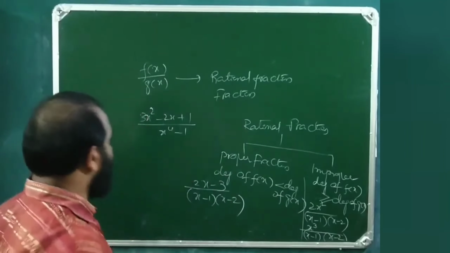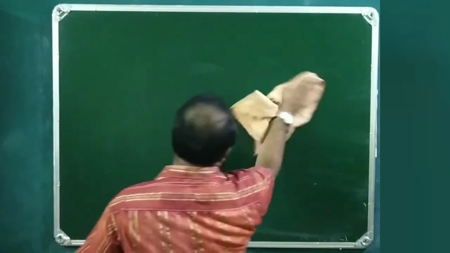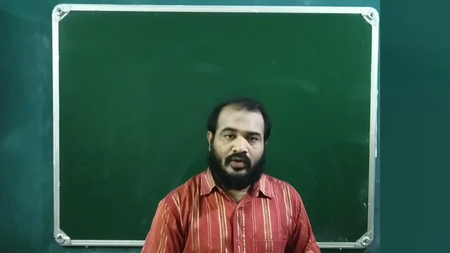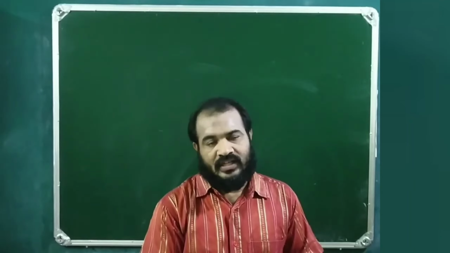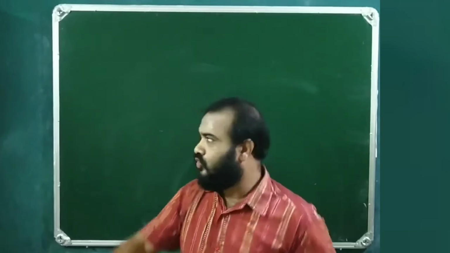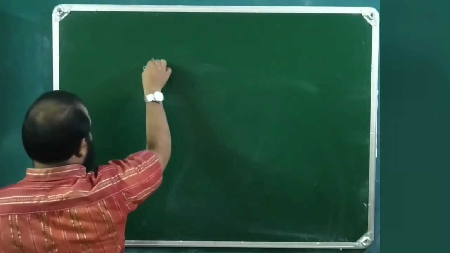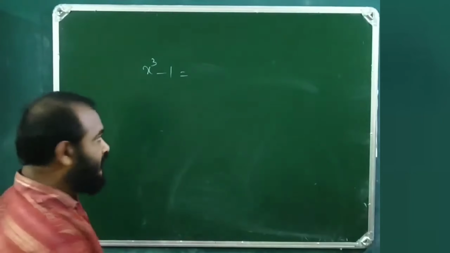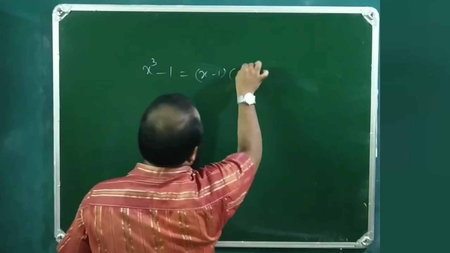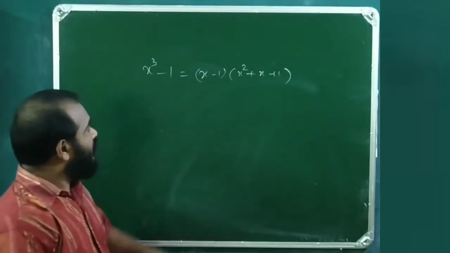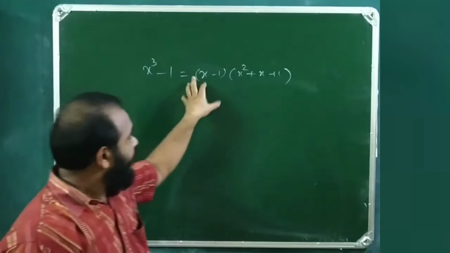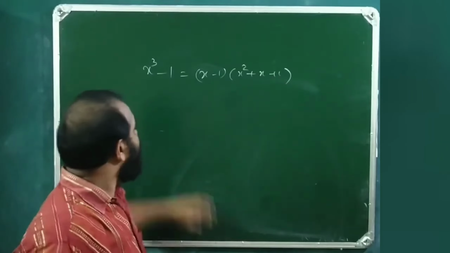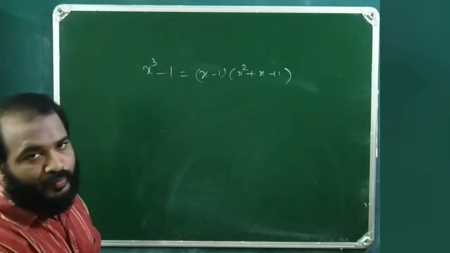Now, after this, we have discussed reducible polynomial and irreducible polynomial. A polynomial which can be expressed as the product of two polynomials is said to be a reducible polynomial. So for example, x cube minus 1 is a cubic polynomial, but it can be expressed as x minus 1 into x square plus x plus 1. So this polynomial can be further expressed as the product of two polynomials, x minus 1 and x square plus x plus 1. So this is said to be a reducible polynomial.